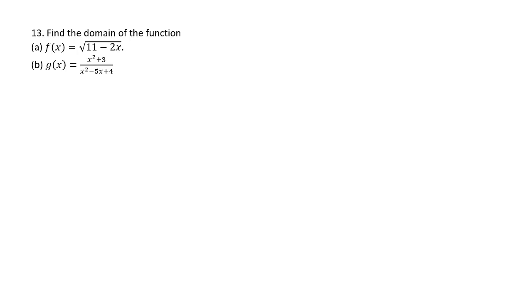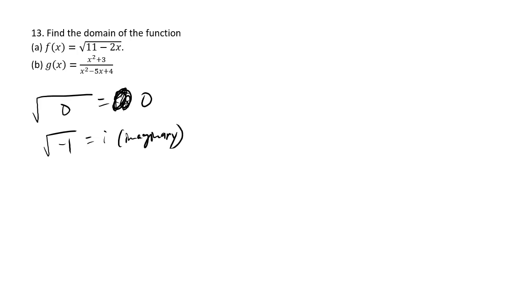Okay, question 13. You have f of x as square root of 11 minus 2x, and find the domain of that function. Whenever you have a square root, remember 0 is okay because square root of 0 is 0. So there's no problem in computing the square root of a 0. But square root of a negative, illegal, because this gives you i, an imaginary number. It's not really a number, okay?